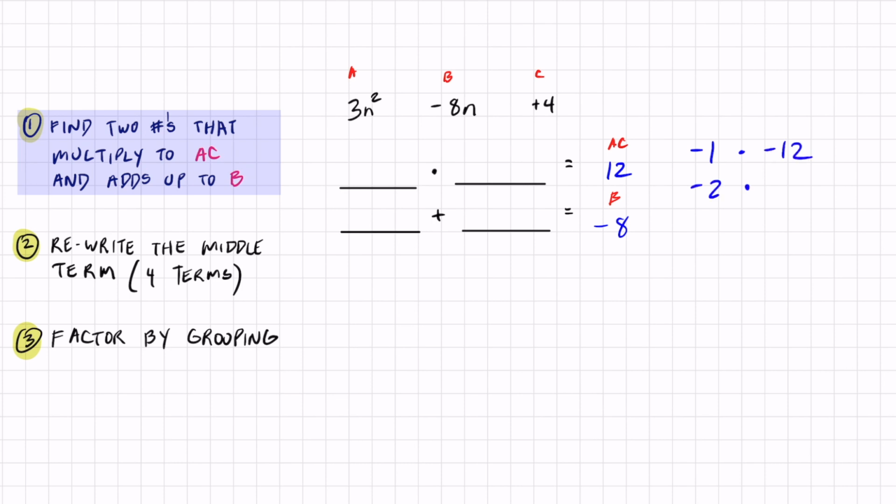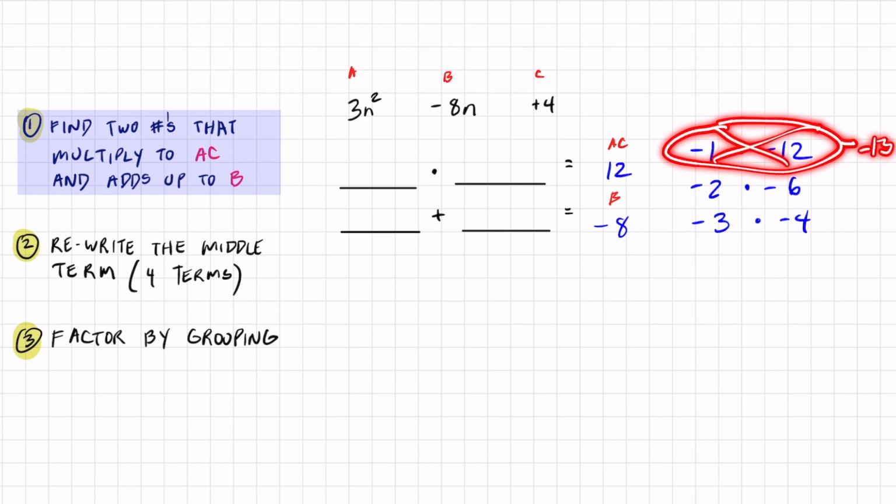Negative 2 times negative 6. Hopefully I don't miss one. Negative 3 times negative 4. And I think that's it. -1 and -12, if I add those, I get -13, so that's not it. But bingo, right here, -2 and -6. If I add those up, I will get -8, which satisfies both these conditions. Those are the numbers that I'm gonna write right here.